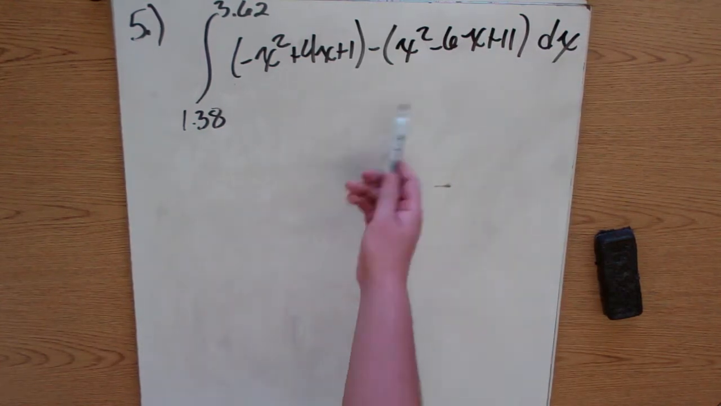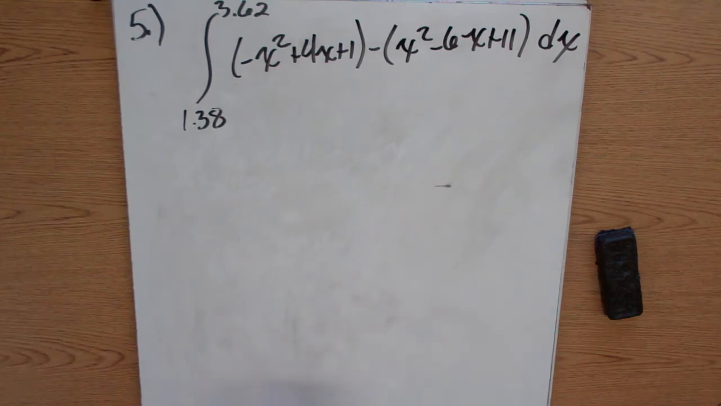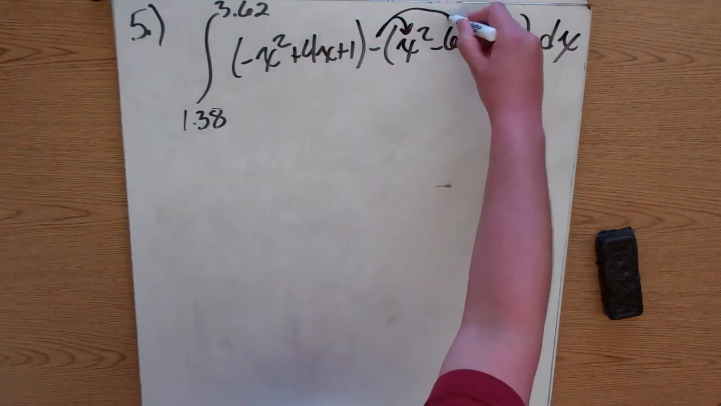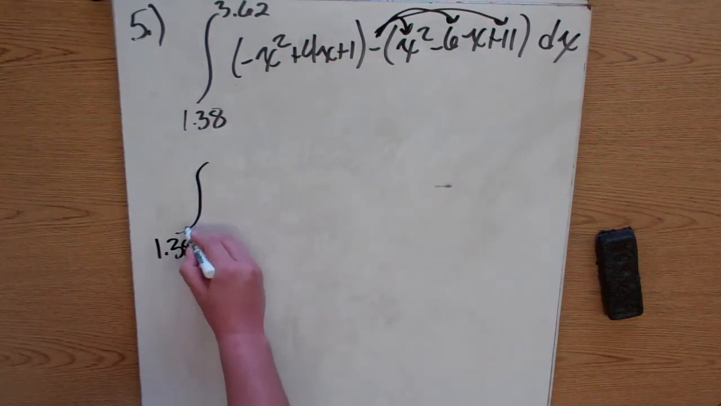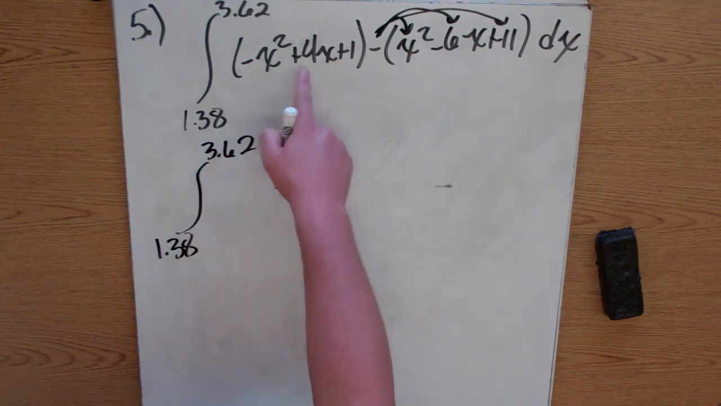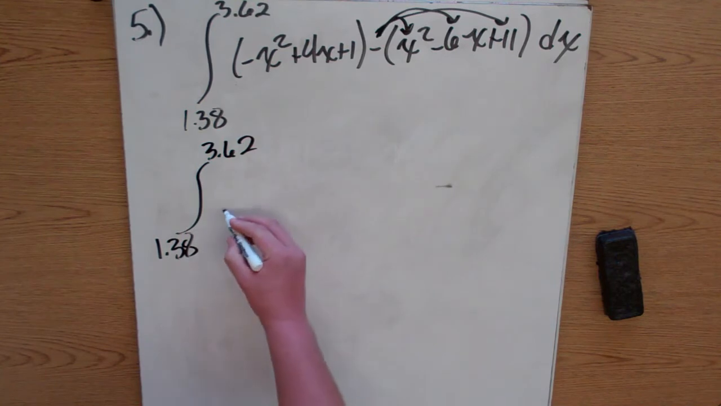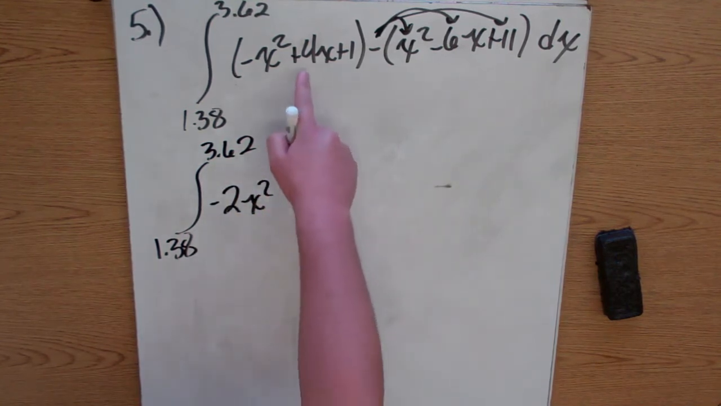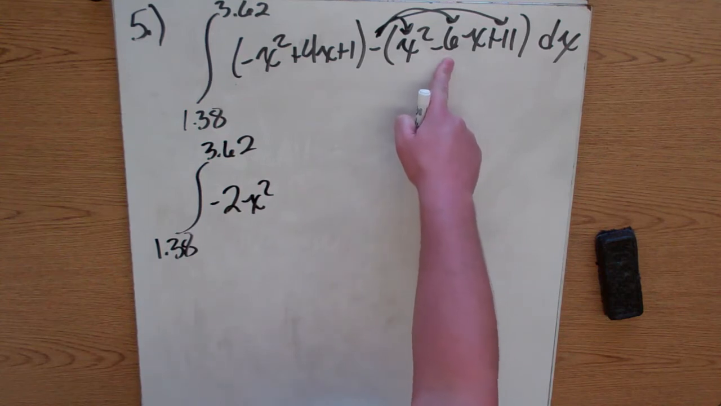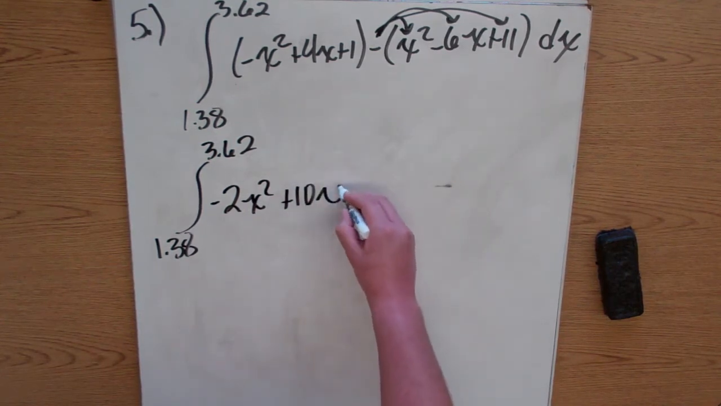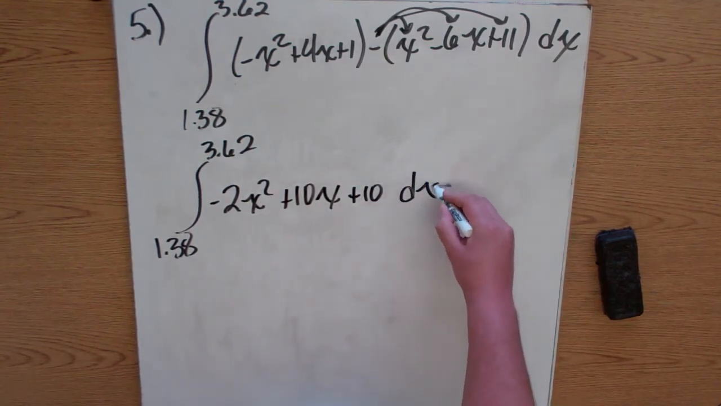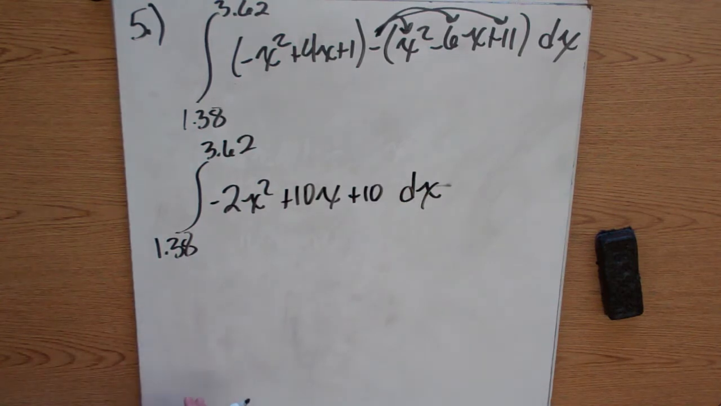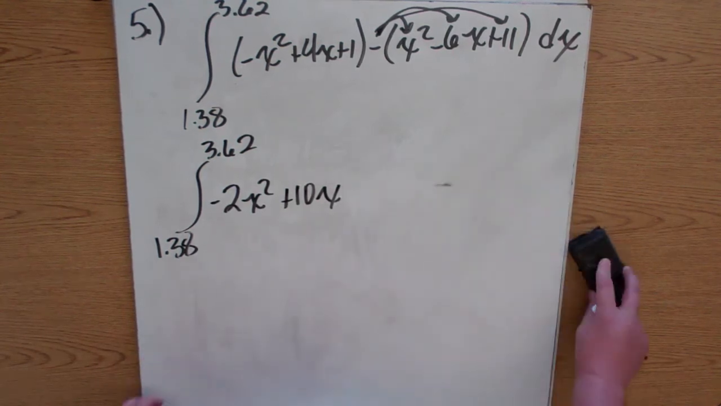Now to make this a little simpler, you can go ahead and do this subtraction here. Just don't forget that you have to distribute this negative sign through to all three of these. So we're going to have the integral from 1.38 to 3.62 of x squared minus x squared, which is negative 2x squared. 4 minus negative 6 is 4 plus 6, so that's plus 10x. And then 1 minus 11, I'm sorry, that's negative 10, because 1 minus 11 is negative 10, dx.